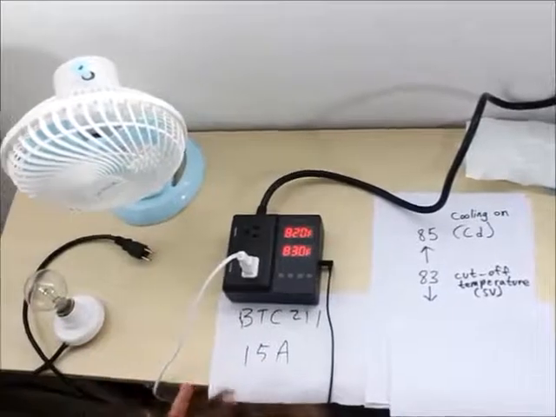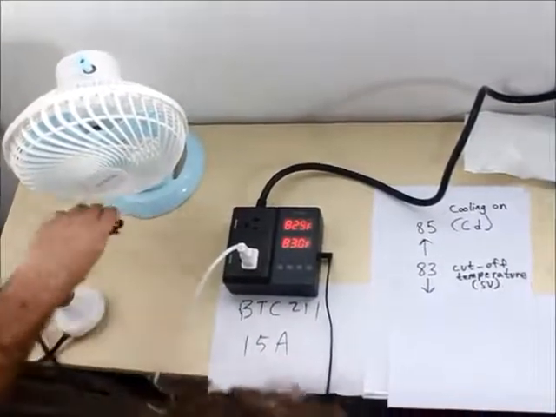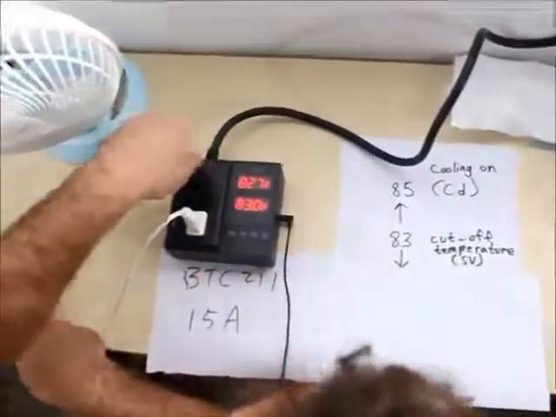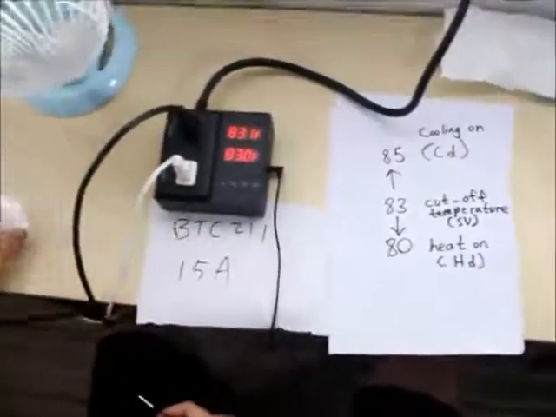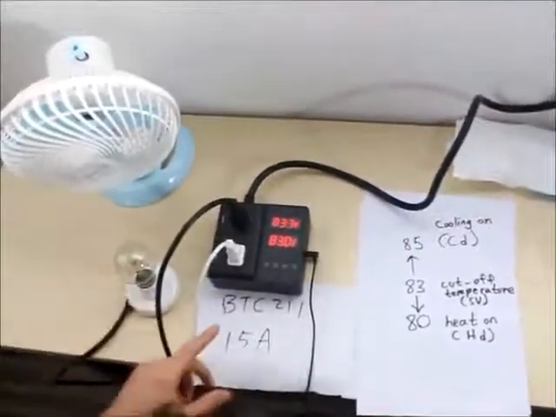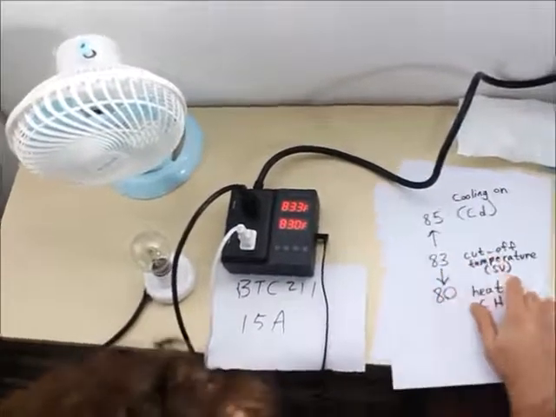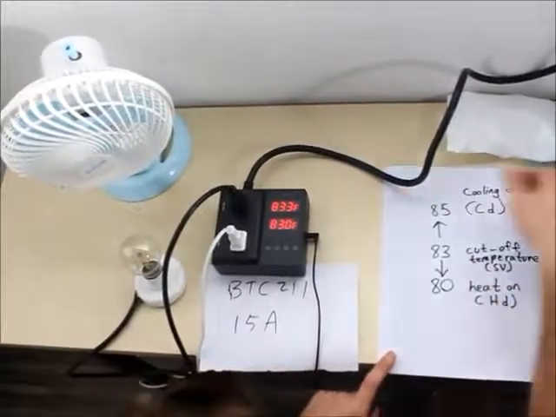Now if we use 2 devices, both a heating device and a cooling device, we just need to make sure those 3 parameters are set. So I'll plug in my heating device to the heating outlet, the cooling device to the cooling outlet, and so we want 83, our SV temperature. That's going to be the cutoff for both the heating device and the cooling device.